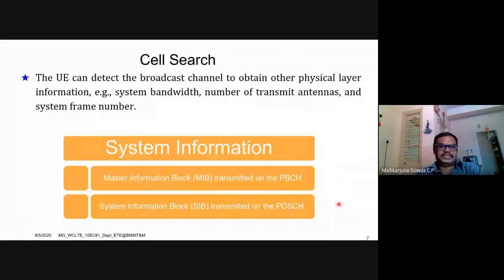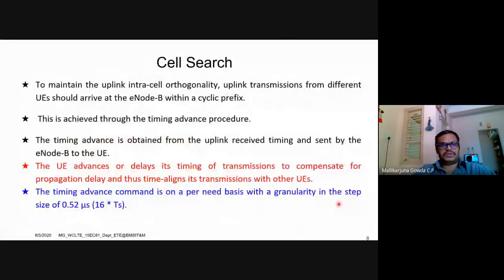So anything to be asked, we can ask. This is about the cell search procedure. Yes, anything you want to ask? Could you follow what I'm saying?